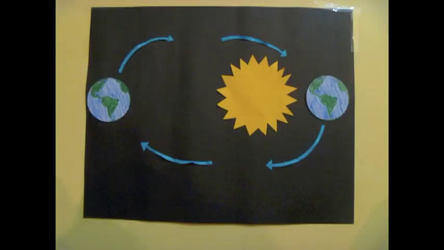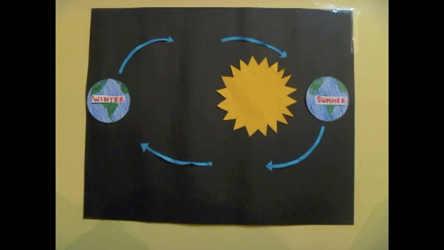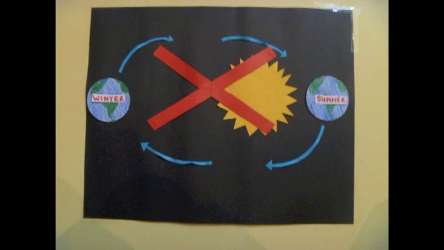Well, some people believe that we have seasons because during certain times of the year, the Earth is closer to the sun. So, it is closer to the sun during summer and further from the sun during winter. However, this is just wrong. Wrong, wrong, wrong, wrong. And although the Earth is closer to the sun certain times of the year, this is not the reason for seasons.